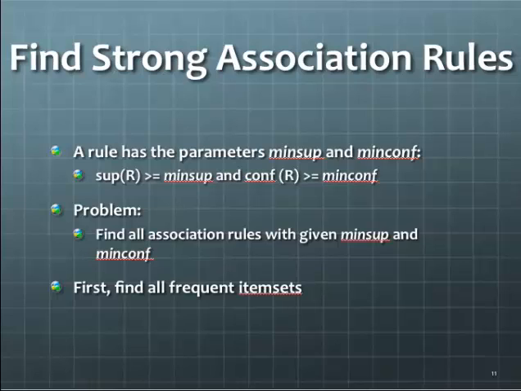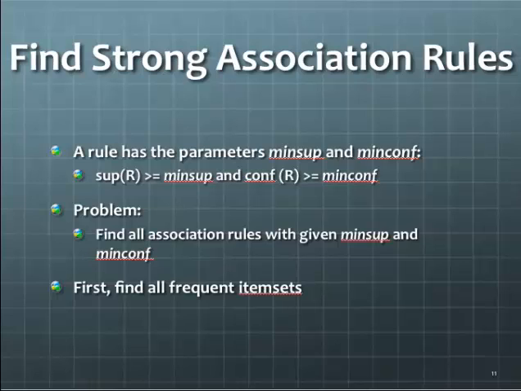Now, after our previous discussion, we know that each association rule should have two parameters, minimum support and minimum confidence. And strong association rules should have support larger than or equal to minimum support and confidence larger than or equal to minimum confidence. So the association analysis can be described as finding all association rules with given minimum support and minimum confidence. Then how can we find these strong association rules?